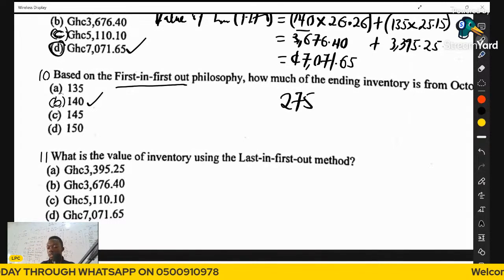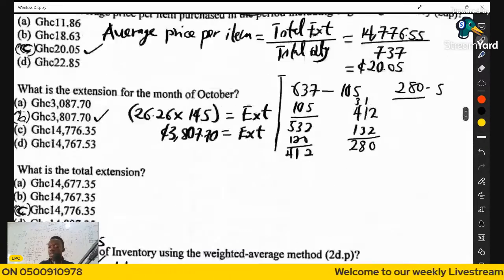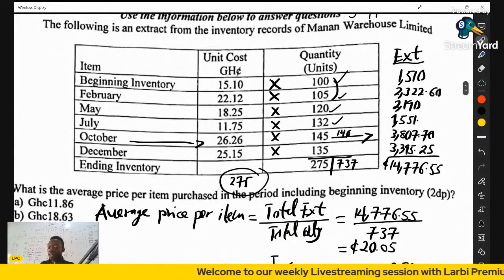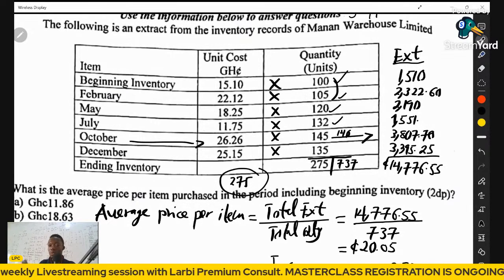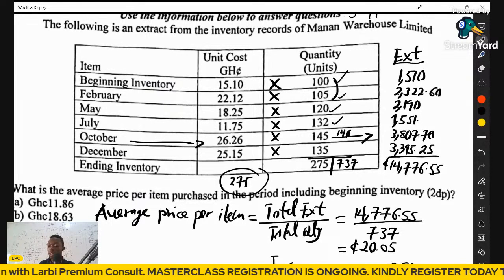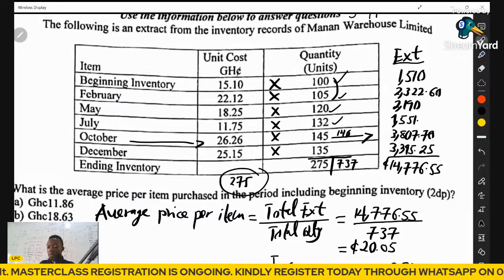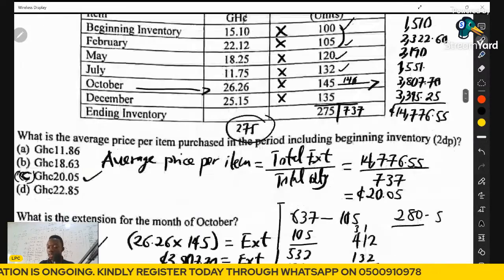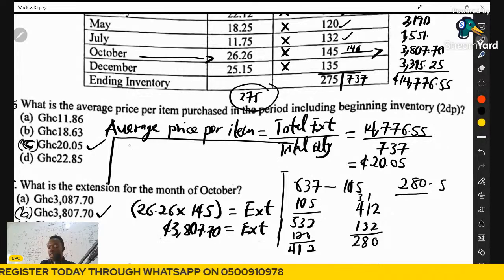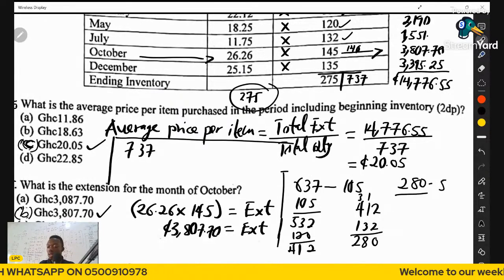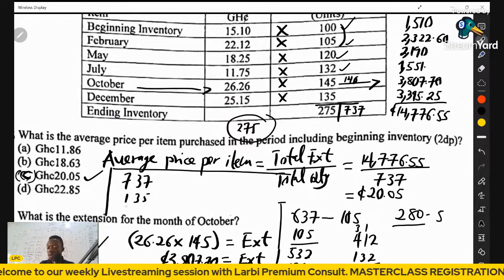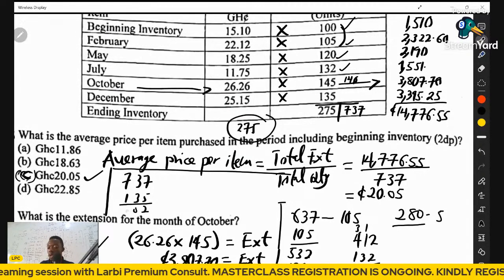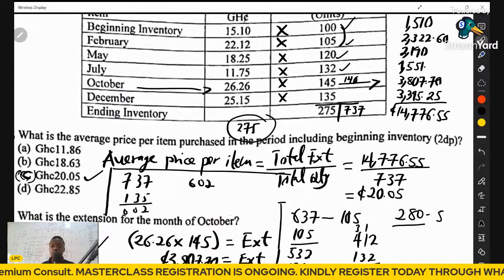So here, last in, first out means that we need to go back to our table and do the same calculation we were doing. Since we know the ending inventory is 275, the inventory that came in as the latest should be the one that goes out first. Here we have the latest inventory from December, which is 135. So we start with the analysis. We have a total of 737, and the latest inventory is 135. We subtract 135 from 737, and we are getting 602.